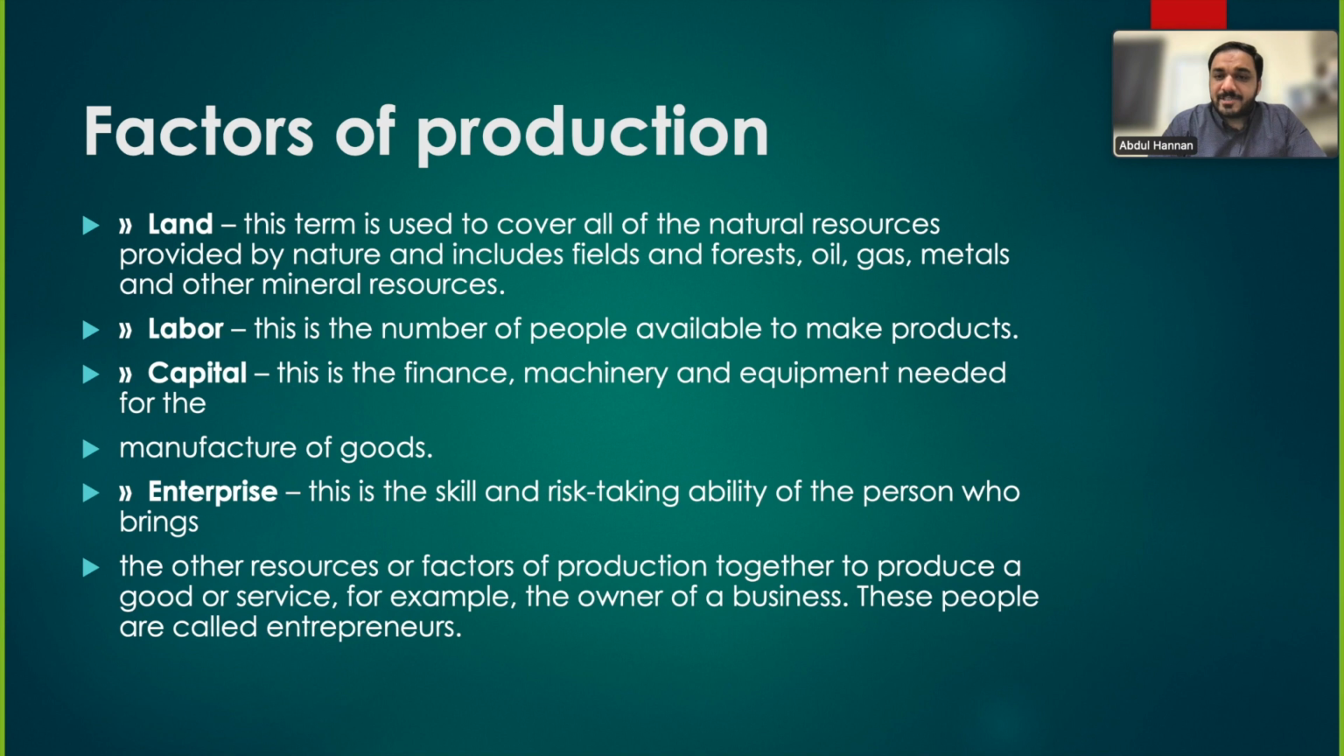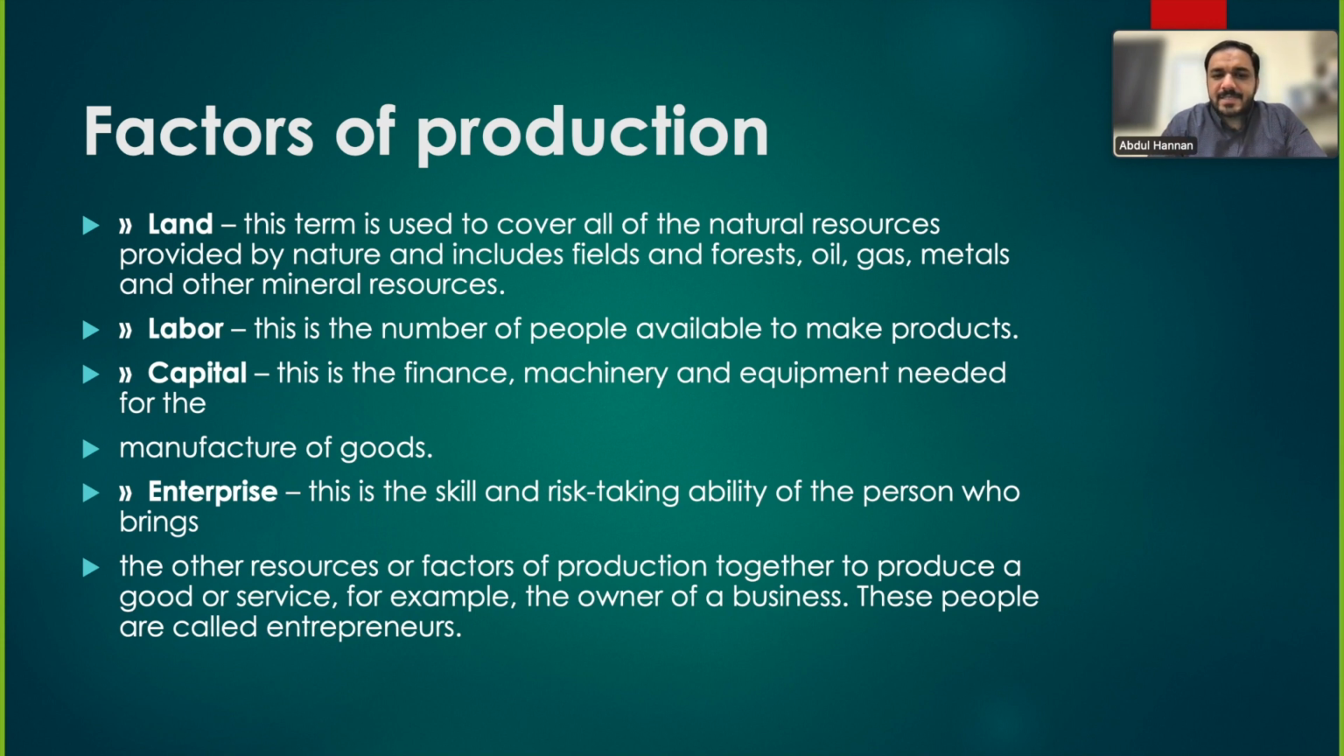Capital is the finance, money, machinery, and equipment needed for the manufacture of goods. For example, if you have money, you will buy the raw materials. Okay, with that raw material, with the help of workers, you will process that raw material into the finished or semi-finished good. So in order to buy all those things, you need capital, you need finance, to pay the salaries for your laborers, you need finance.